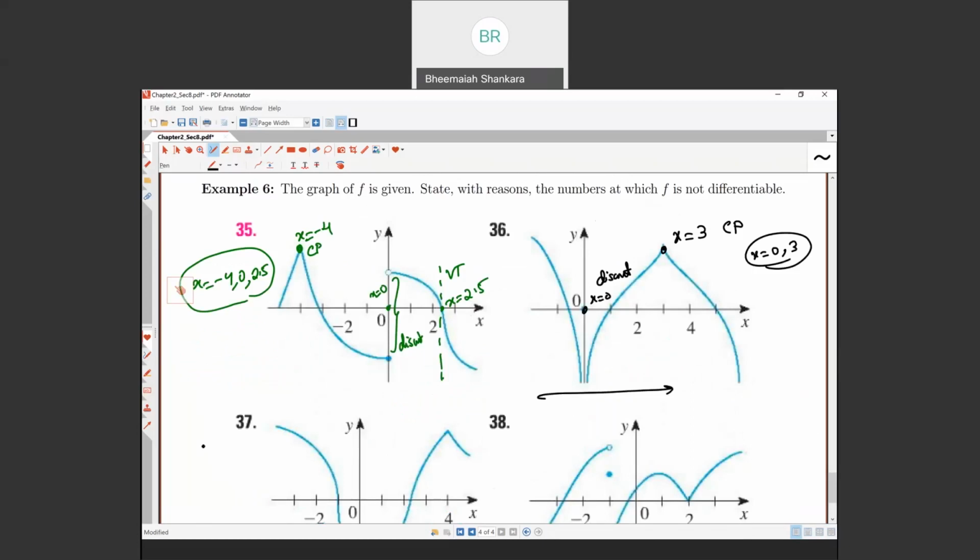Similarly, I want you to try these problems with a similar definition, the first 3 definitions of the graph. That should help you to identify whether you have a corner point or a jump discontinuity and so on. So we'll end this lecture here.